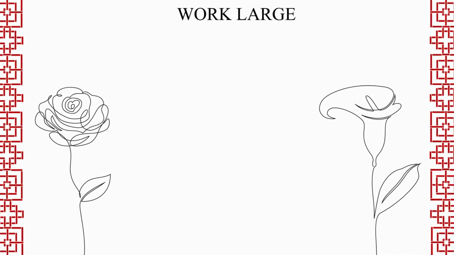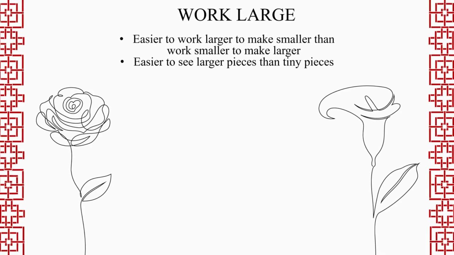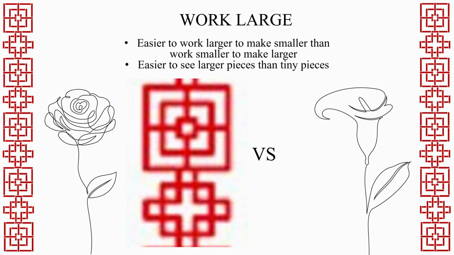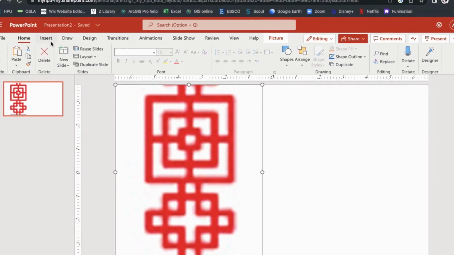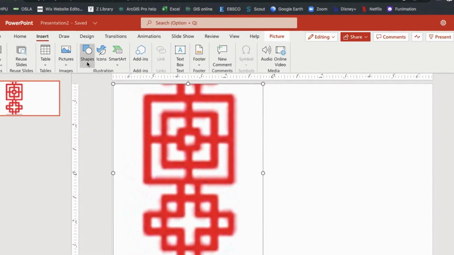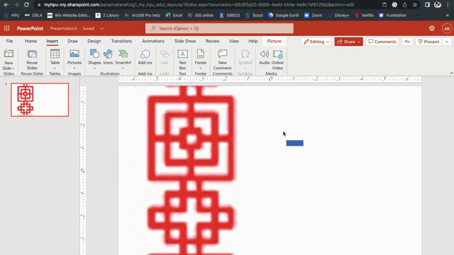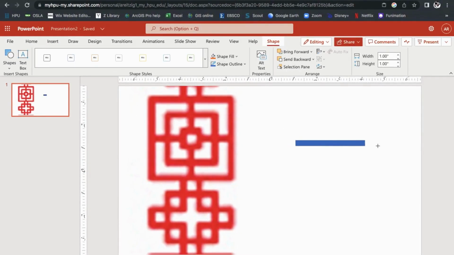You then want to make sure you work large. You want to enlarge the pattern piece to make it more visible to see and easier to work with. You can see the one on the left is going to be a lot easier to see than the one on the right. So once you have enlarged your image, you're going to then use your design tool, find a shape that works with your image, and then you're going to simply cover it with as many images as is needed to copy the design.